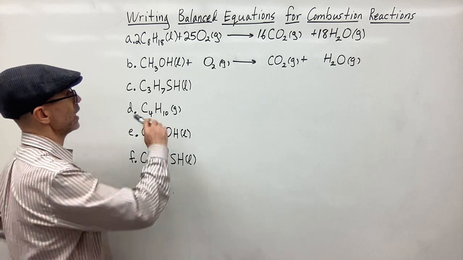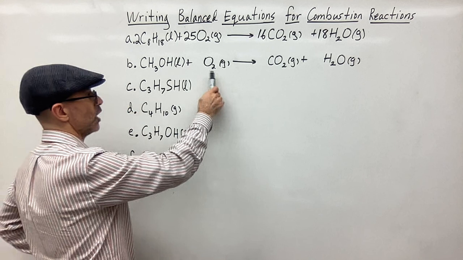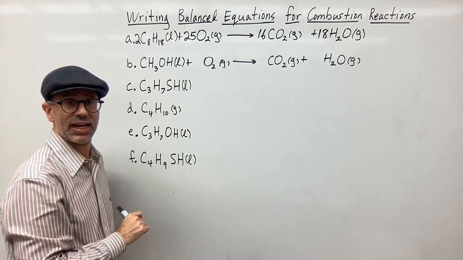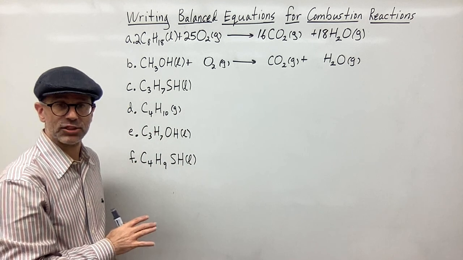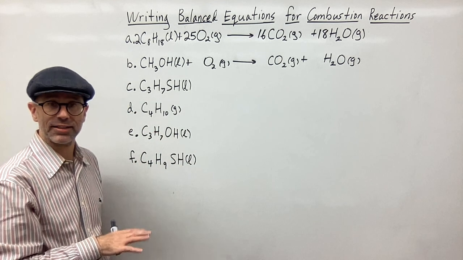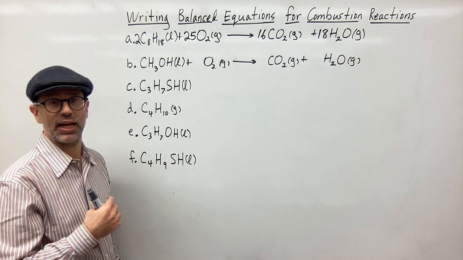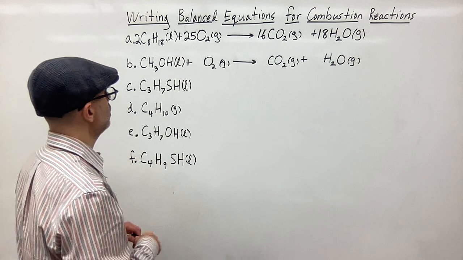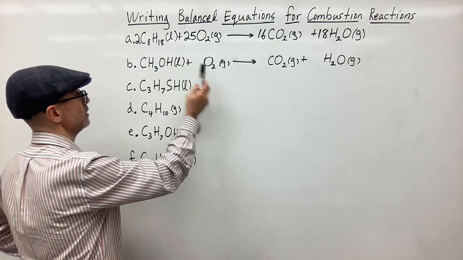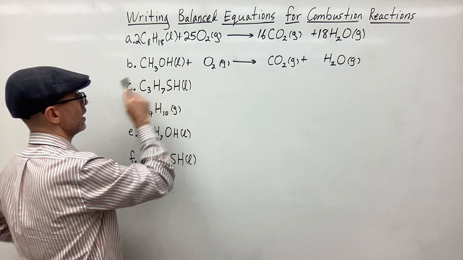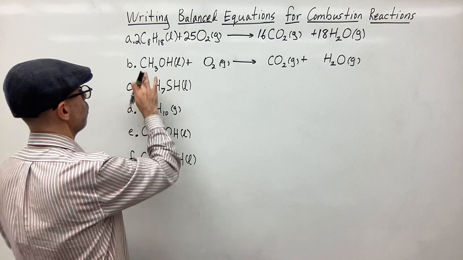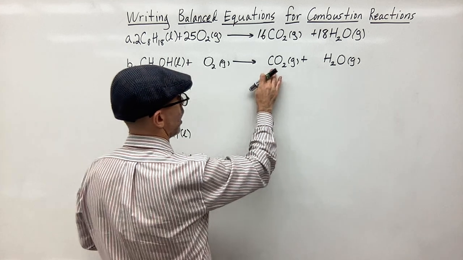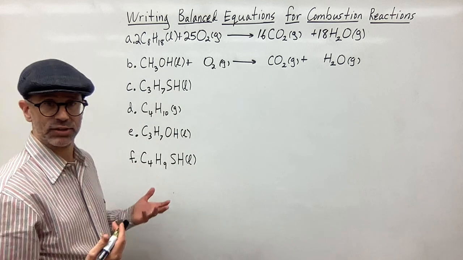So here again, since I have oxygen by itself, I'm always going to have oxygen by itself since they're combustion reactions, because oxygen is one of the reactants. That is, by definition, a combustion reaction. You have to have oxygen as a reactant. So I'm going to save oxygen for last. I'll do carbon first and then hydrogen. So I have 1 carbon, 1 carbon. It's already balanced. I don't have to do anything.